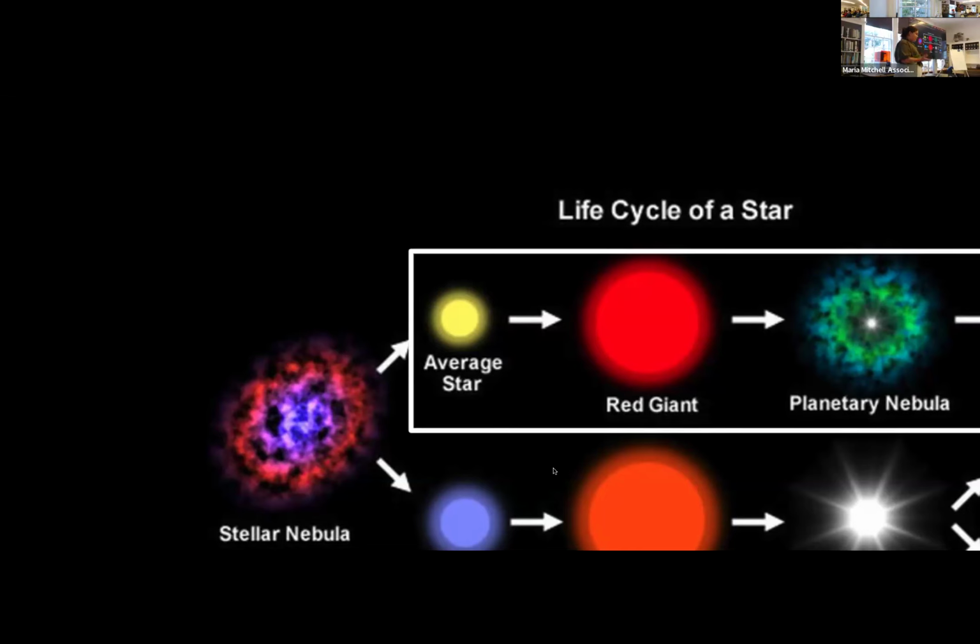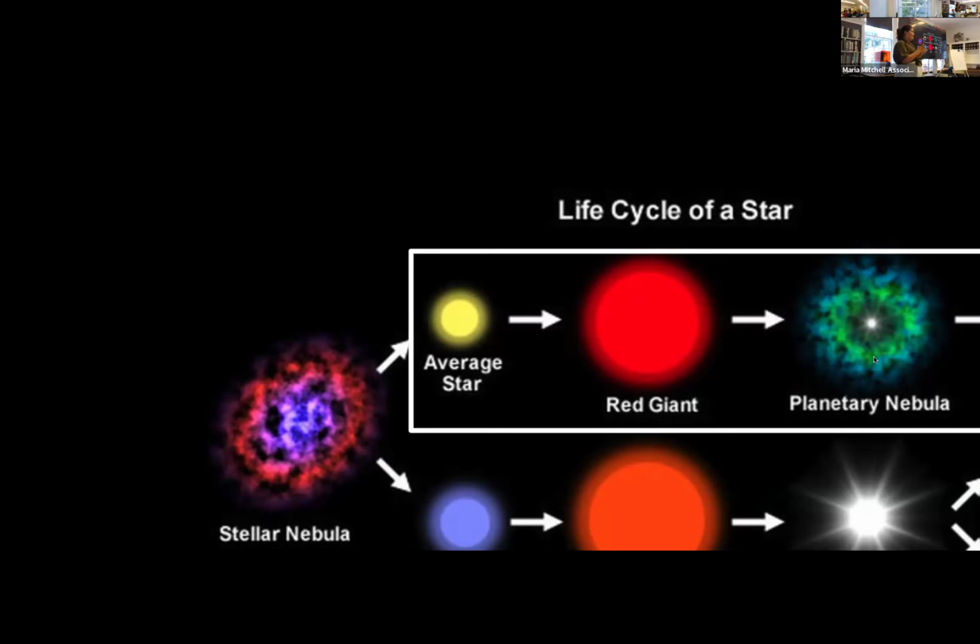So you would start as an average star like our sun, burn through the hydrogen in your core, and expand into a red giant. The red giant would then eventually burn through all of its fuel to become a planetary nebula by expelling all of its material.